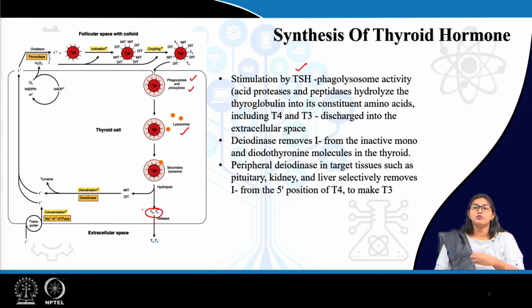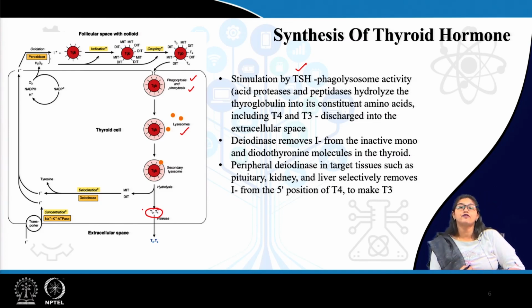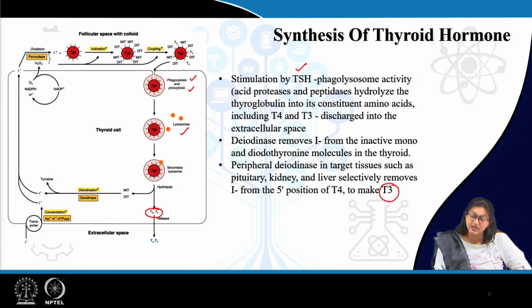Now, remember, the most active form of thyroid hormone is basically T3. So, what happens? T4 is also converted to T3 with the help of the enzyme deiodinase. So, there is peripheral deiodinase which converts T4 to T3 in different organs, pituitary, kidney, these target organs, and liver, forming the potent or active form of thyroxine, that is T3.